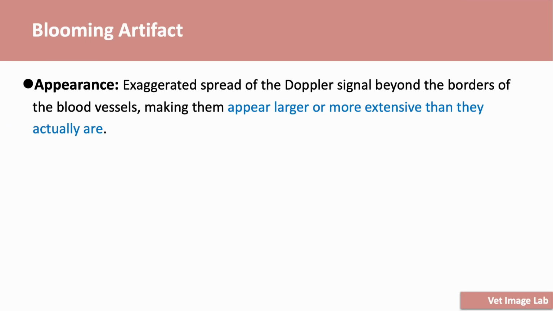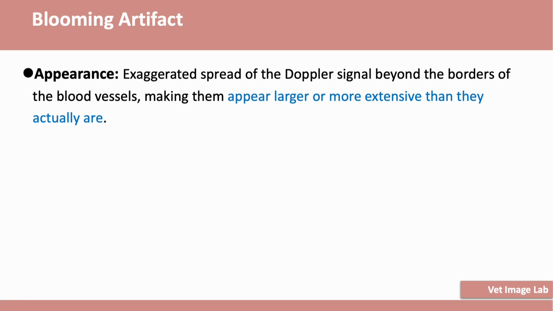From now, let's study two important artifacts related to color Doppler imaging. The first one is blooming artifact. This artifact occurs when a structure appears larger or more intense in color Doppler imaging than its actual size on B mode. It's due to excessive signal amplification. As a result, in color Doppler imaging, strong blood flow signals extend beyond the vessel walls, making the vessel appear larger than it actually is.